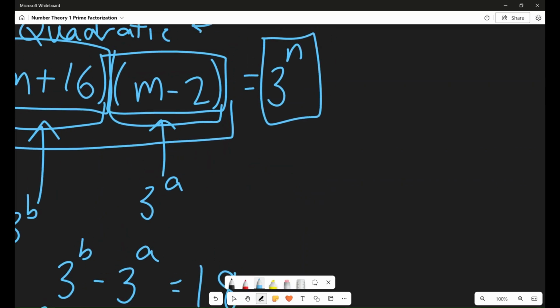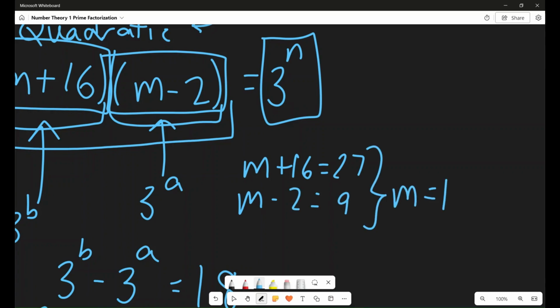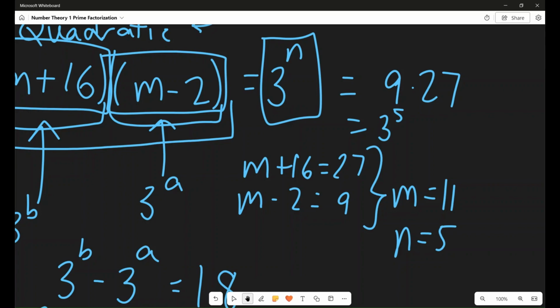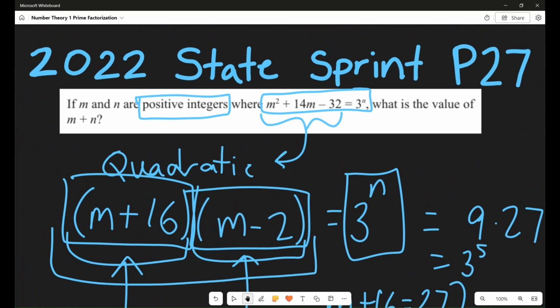On the left-hand side, we get m plus 16 equals 27, and m minus 2 equals 9, and that gives m equals 11. And to double check, we see that both equations give the same solution for m. And the right side is 9 times 27, which is equal to 3 to the power of 5. So m is equal to 11, n is equal to 5. We can go back to our original question. It asks for m plus n. So we add up 11 and 5 to get our final answer of 16.